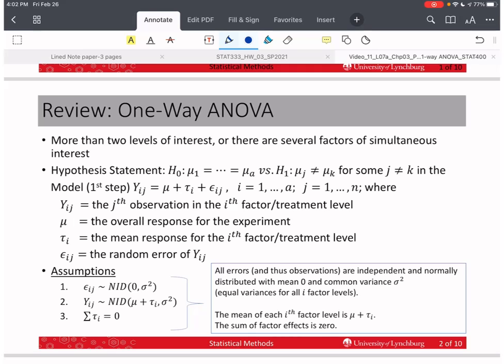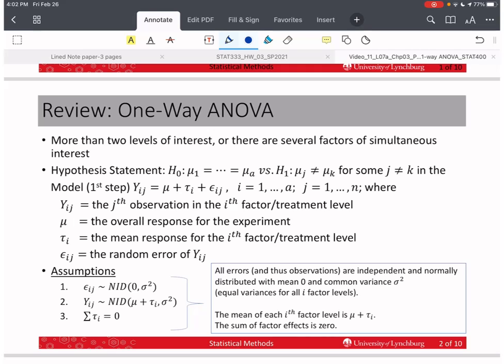One example of this might be the response to drugs, and so one treatment would be one drug, another treatment, another drug, another treatment, a placebo, another treatment, another drug. And so that is an example of when we have several factors of simultaneous interest, and they only have one level each. So this would apply in that case.